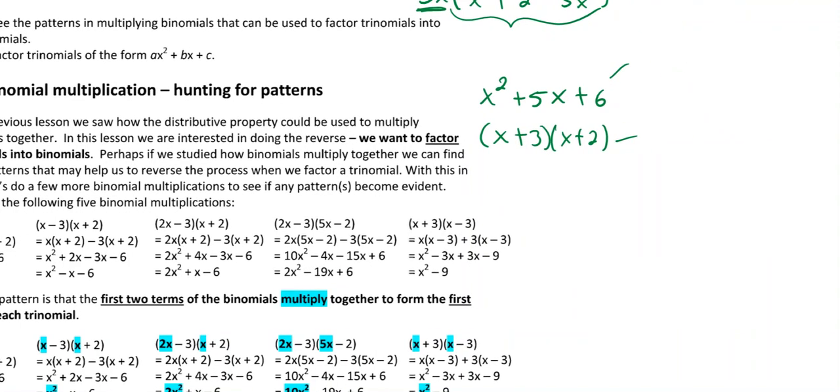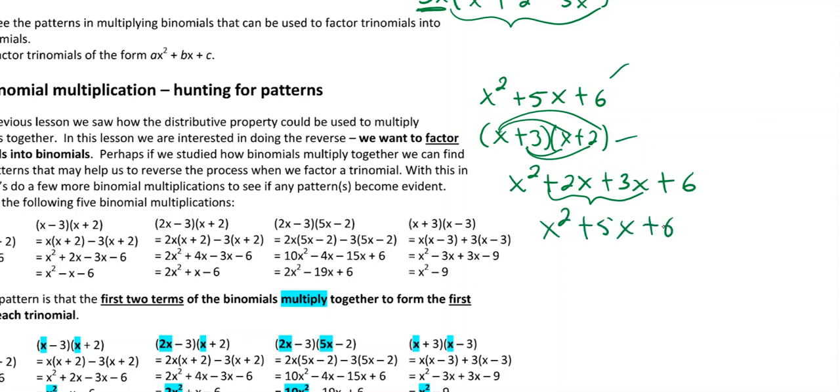And as a little bit of review, we've done the other part, because I could expand this, right? If I expanded this, it would be x times x, and then x times 2, 3 times x, and then 3 times 2, just doing that rainbow thing. So x times x is x squared, x times 2 is positive 2x, 3 times x is 3x, and 3 times 2 is 6. Then you combine those like terms: x squared plus 5x plus 6.